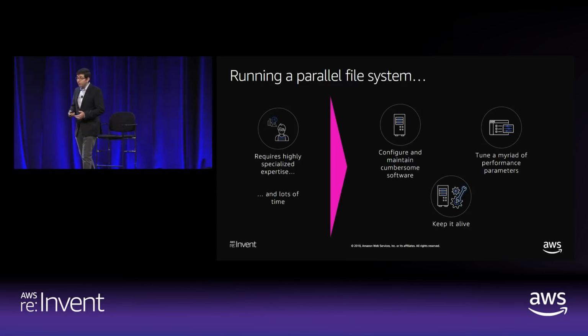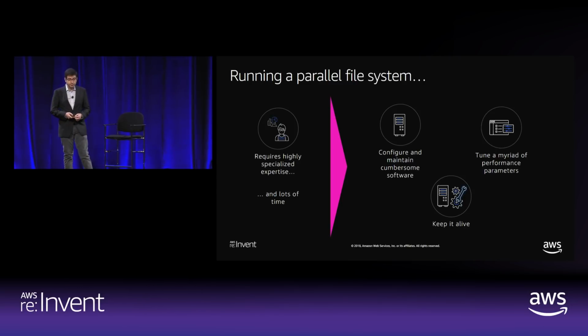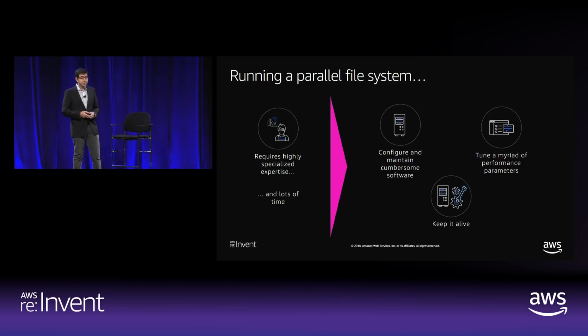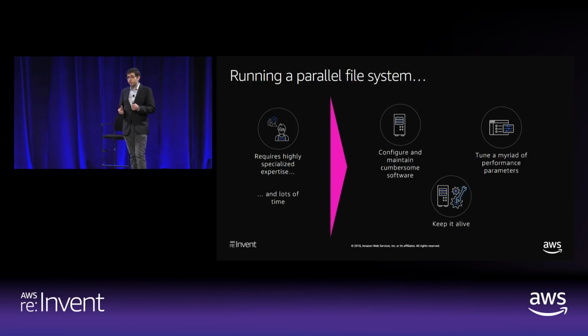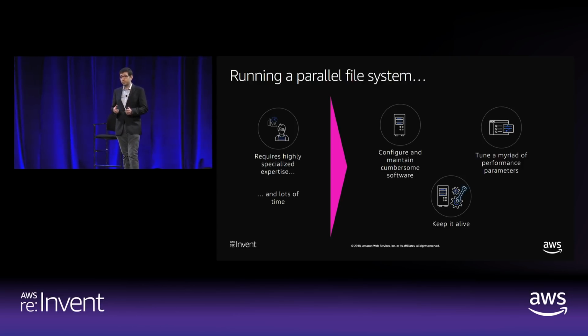But it's really hard to run a parallel file system. It requires specialized expertise and lots of time. This is something that customers have been telling us over and over. They don't want to run and manage their own parallel file systems. They have to configure and maintain cumbersome software. There's a ton of performance parameters that generally need to be tuned. Nobody can just bring up a parallel file system and run it for their workload and have it work. Like, it just doesn't happen.